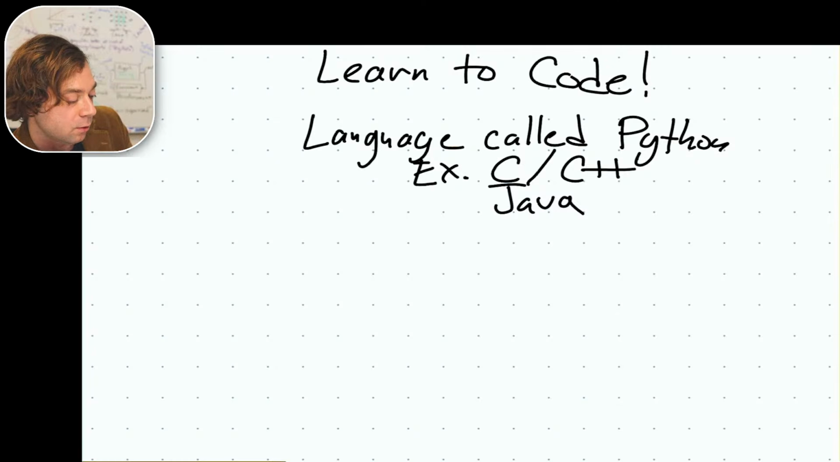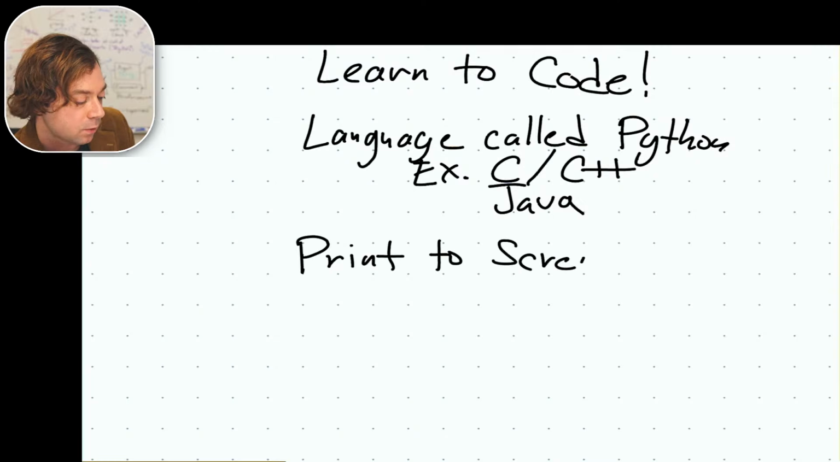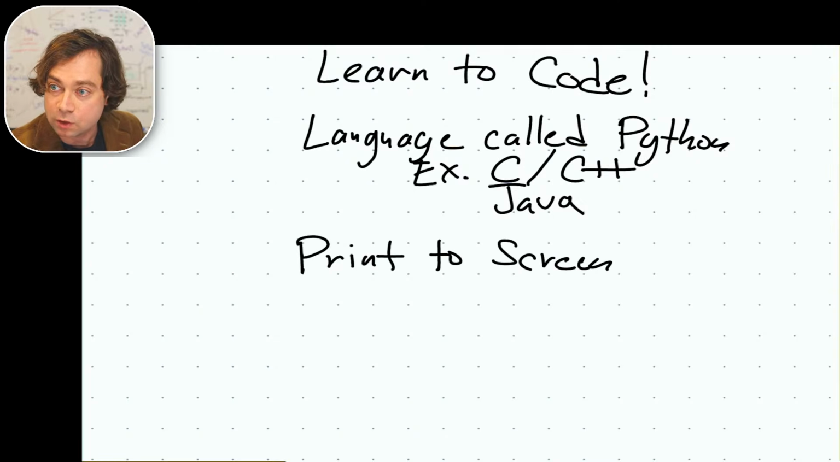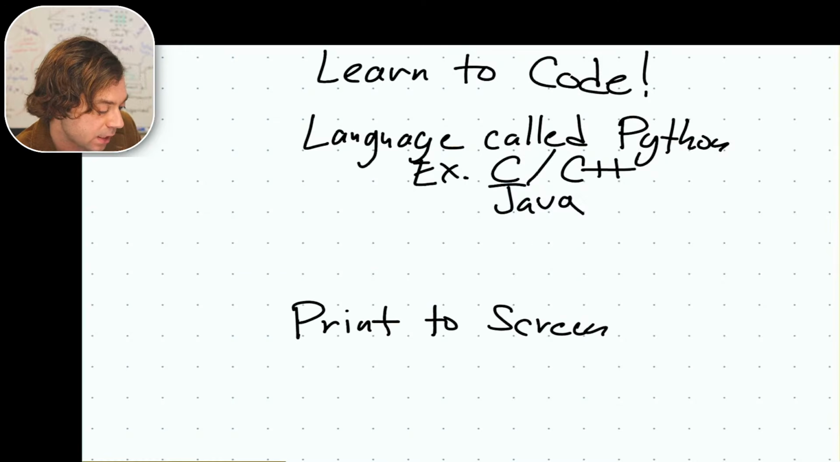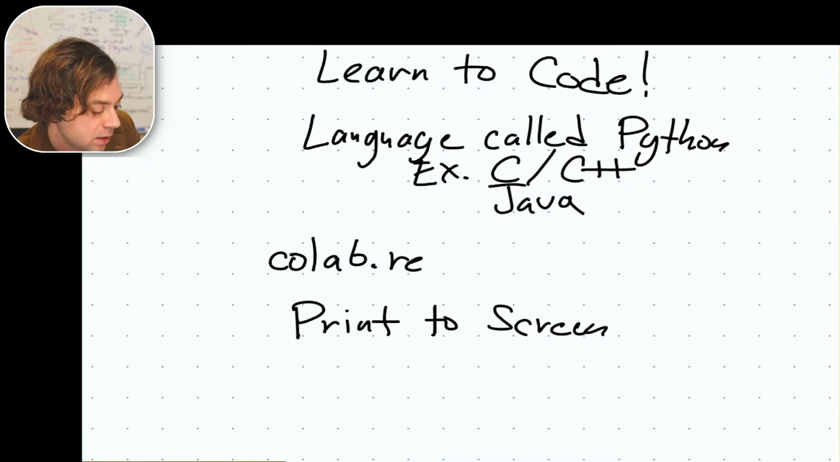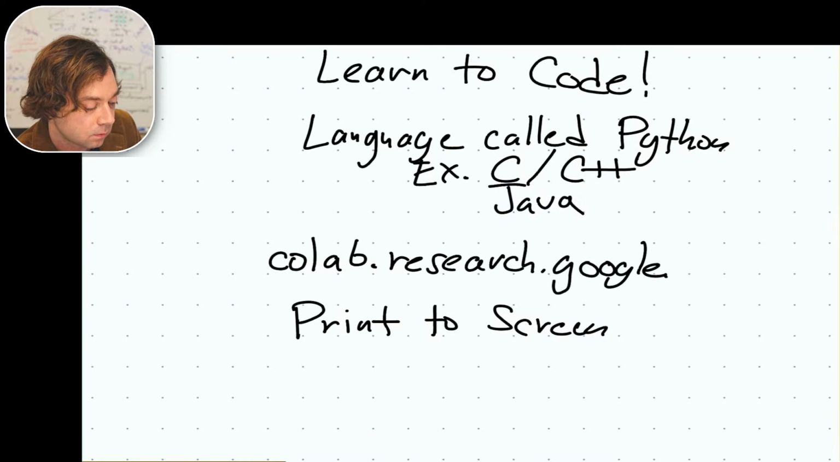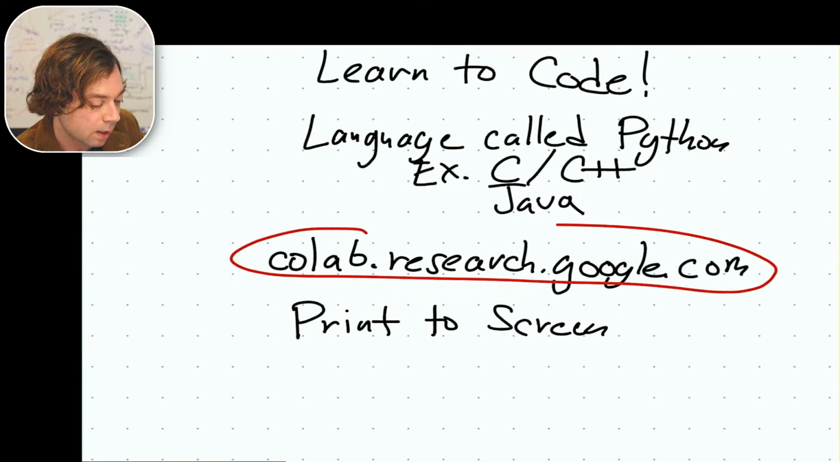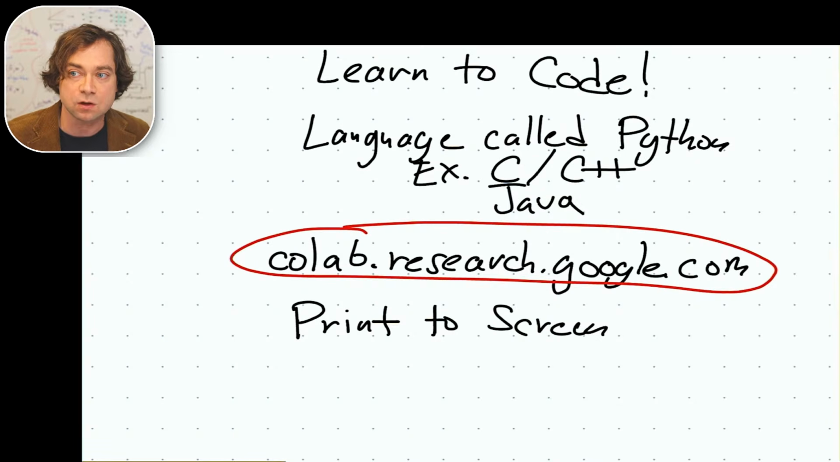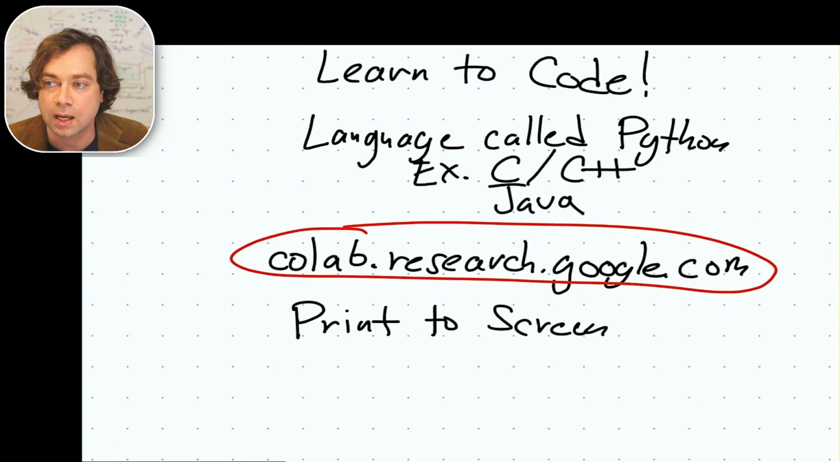We're going to learn how to print to screen. And just to get everyone started, I recommend pulling up this website. If you're watching, you're going to want to go to colab.research.google.com. This is the website we're going to be coding on. It's free. As long as you have a Google account, you can log in. No big deal. It's a great way.